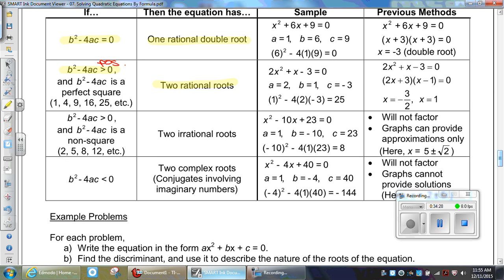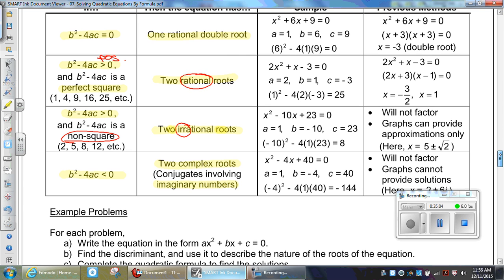If your discriminant is greater than 0, you will also have two roots, but they will be irrational. One thing I forgot to mention with the previous one is if you have a perfect square, that's why you get rational roots. If you don't have a perfect square, you get irrational roots. And the last one is if your discriminant is less than 0, then you will get two complex roots, but they will be imaginary.